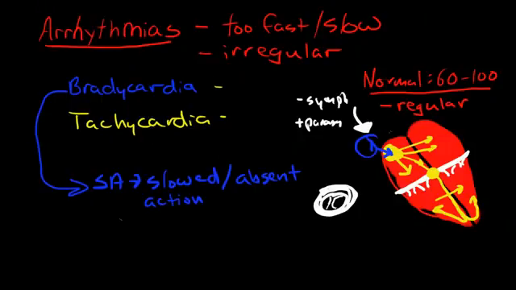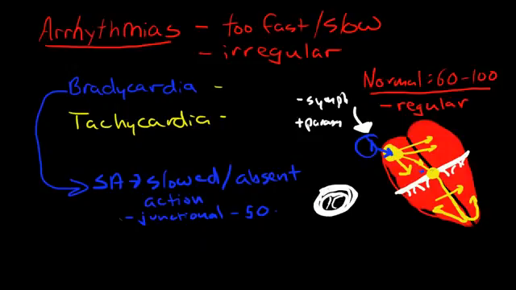Other possibilities are the SA node may be damaged, so that may slow it, or it may make it so that it is no longer the pacemaker of the heart. Now, what happens if it's not the pacemaker of the heart? Then some other pacemaker may need to take over. The AV node could take over, and then we will have what's called a junctional rhythm, which is all well and good, but the AV node as a pacemaker is much slower. It makes a heart rate of about 50 beats per minute.